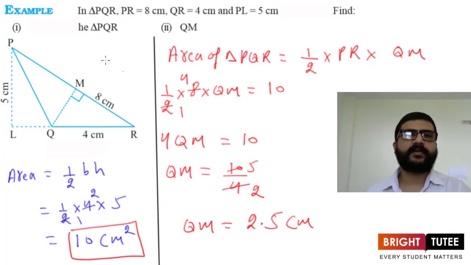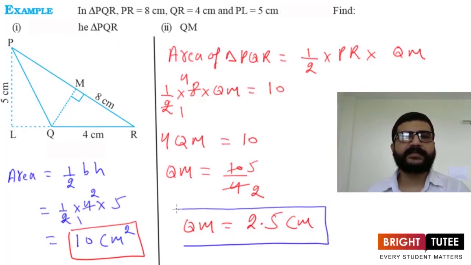Hence we got both the answers. The first one was 10 square centimeters, that is area of the triangle PQR, and then we have got QM as 2.5 centimeters.